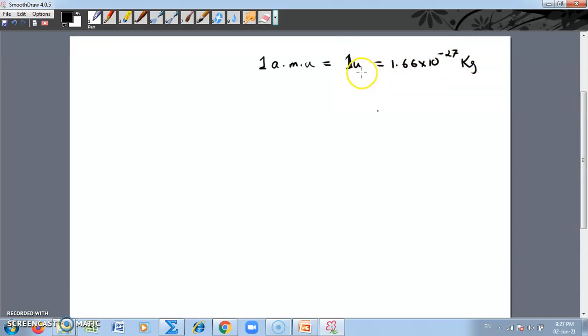masses in atomic physics can also be measured in energy units. Energy units means in electron volts usually. They may also tell you joule, but electron volt is more common. You see this happens because of E is equal to mc squared.